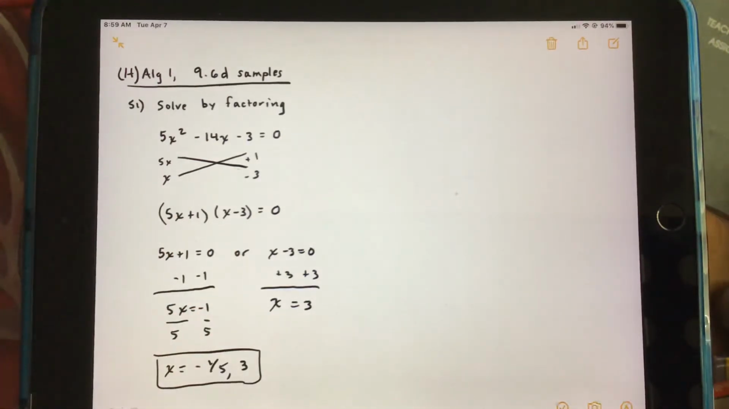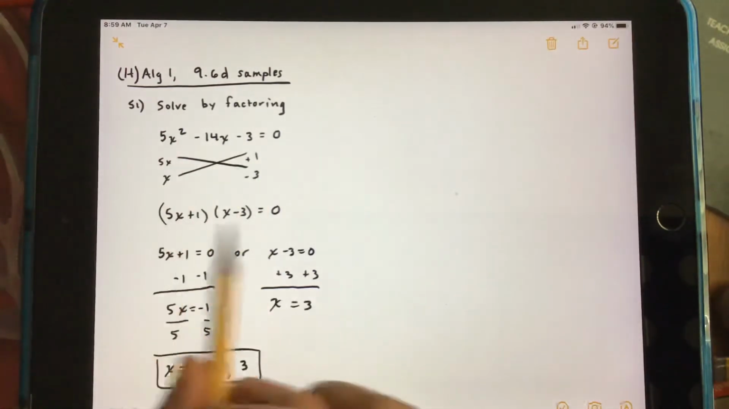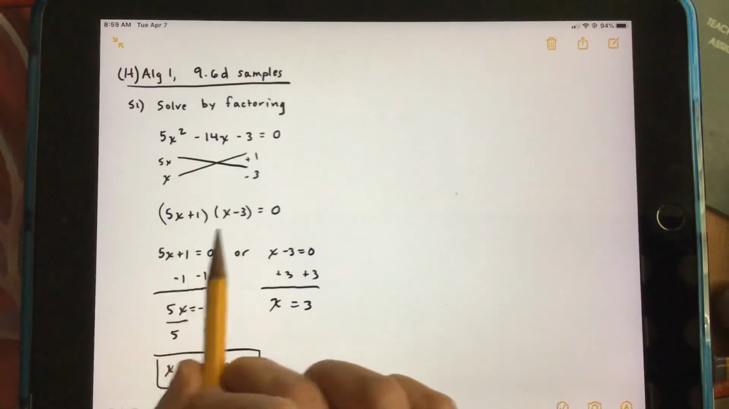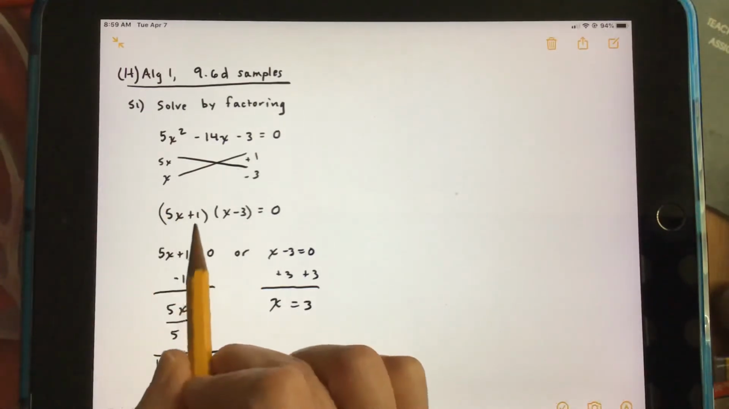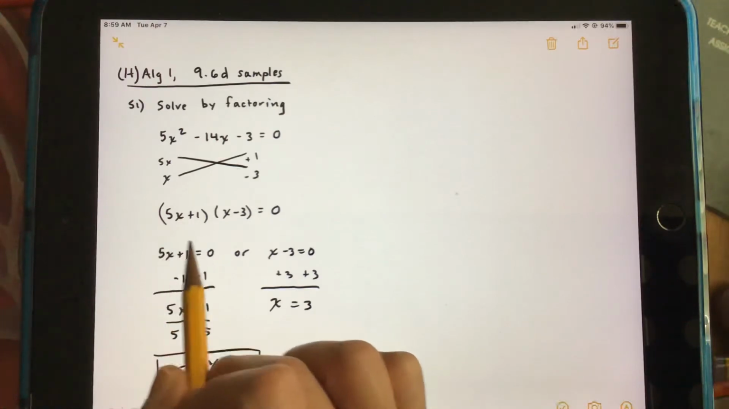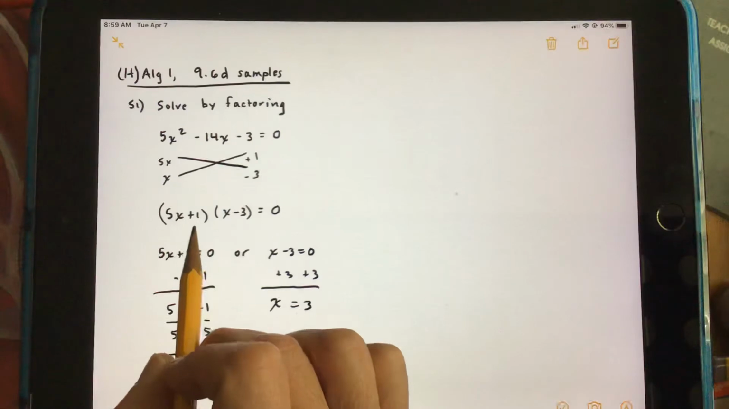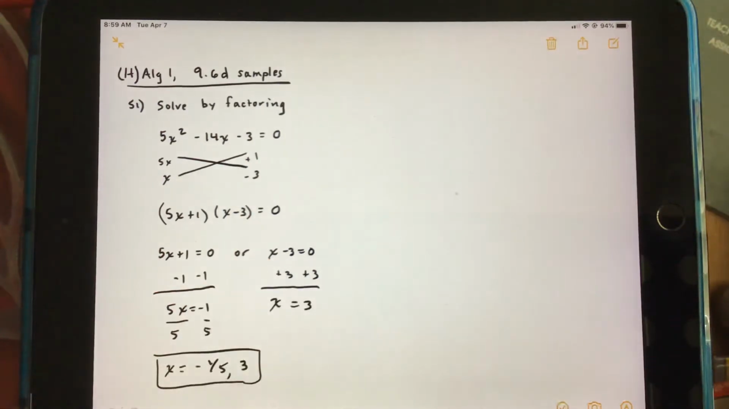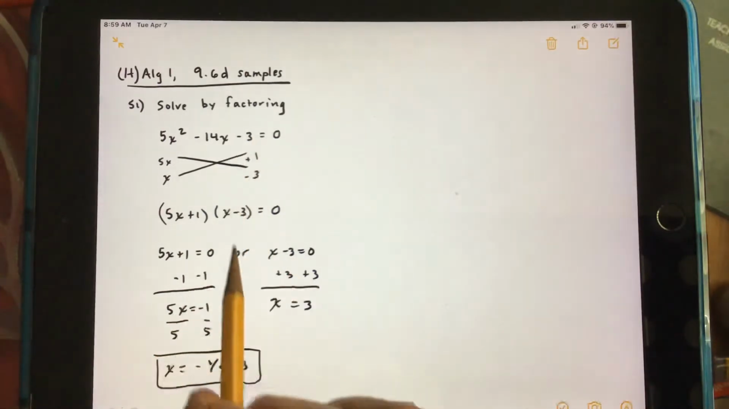And I'm just going to check to make sure now that I have it written in factored form. So this trinomial in factored form, let's make sure it's right. 5x times x is 5x squared. My outside, negative 15x, plus my inside, 1x. Negative 15x plus 1x gives me the negative 14x I need. And then my last, 1 times negative 3 gives me negative 3. So I know I have factored it correctly, and I'm still equal to 0. So I'm just simply rewriting this equation.